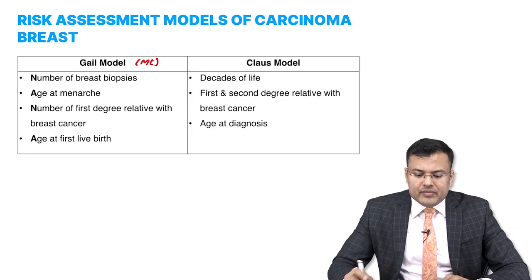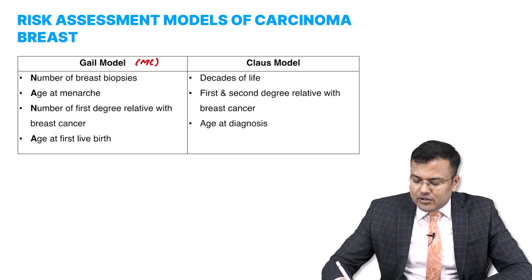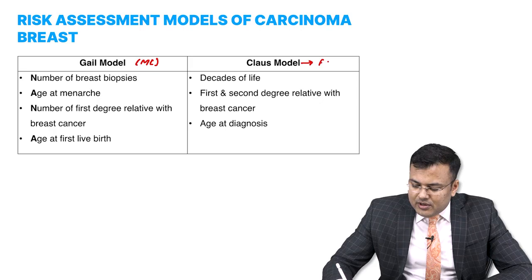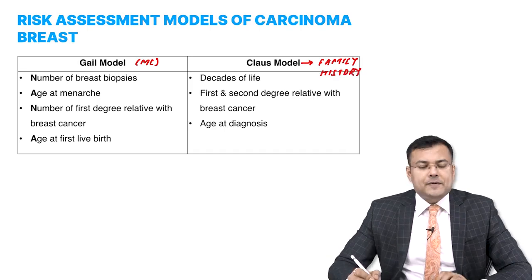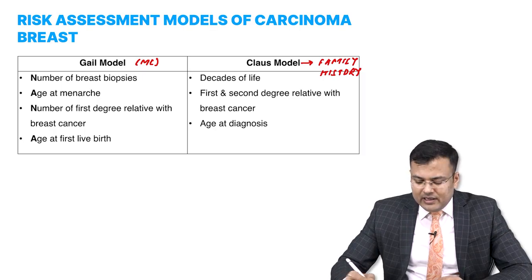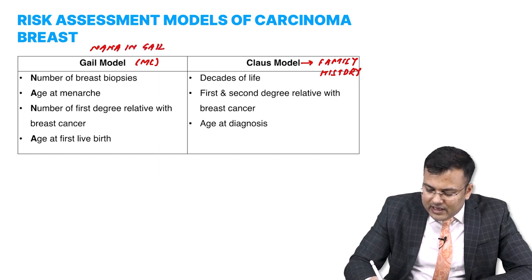It is the Gail model. Which model provides more information about family history? It is the Claus model, which provides more information related to family history. How to remember? The mnemonic is Nana in jail. Gail, Nana in jail.